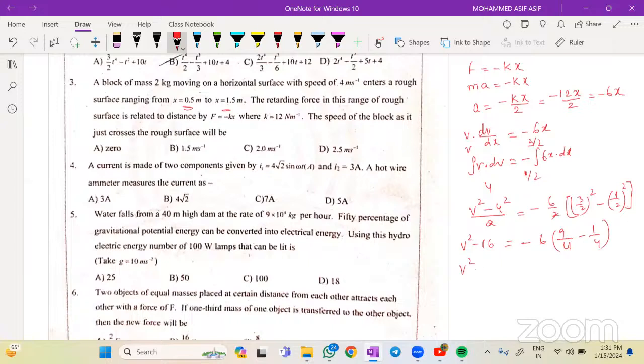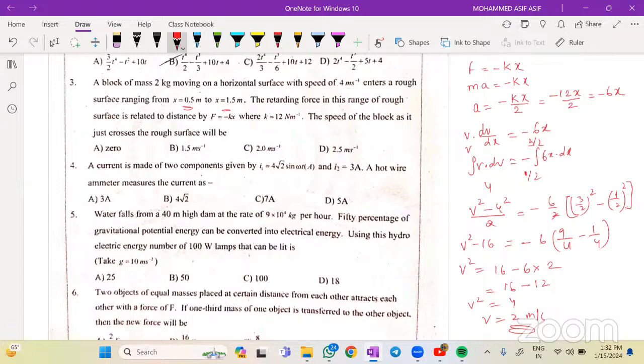तो ये हो गया v square is equal to 16 minus 6 into this value, which will be equal to somewhere around 2. And as 6 times 2 is 12, 16 minus 12 will be equal to v square is equal to 4, and v is equal to 2 meter per second. Calculation based ही था direct question. ठीक है ना. नेक्स्ट क्वेश्चन.